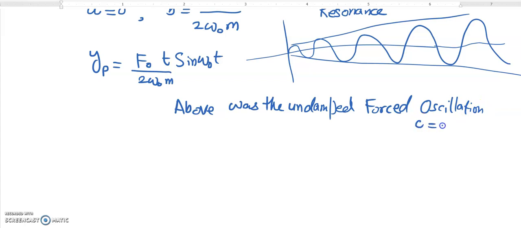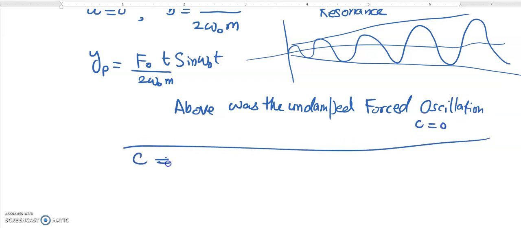It means that when C was equal to 0. Okay, so when C is not equal to 0, we can do a similar kind of process. That will be the damped forced oscillation.